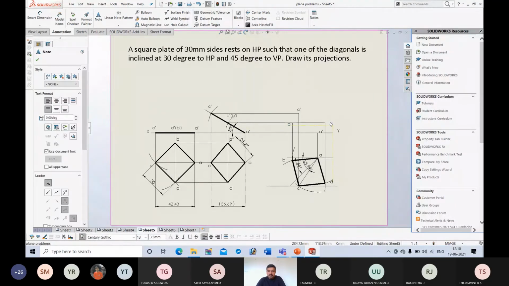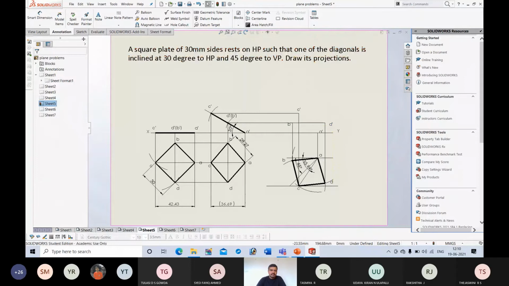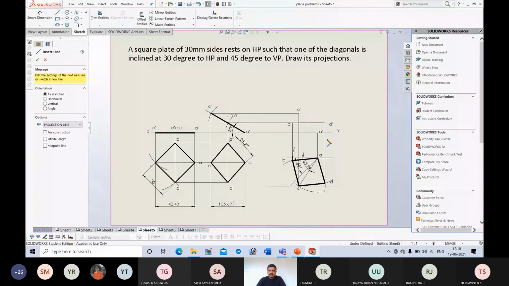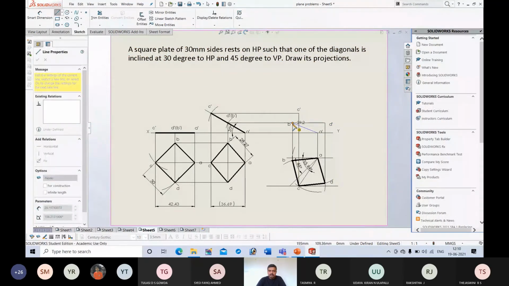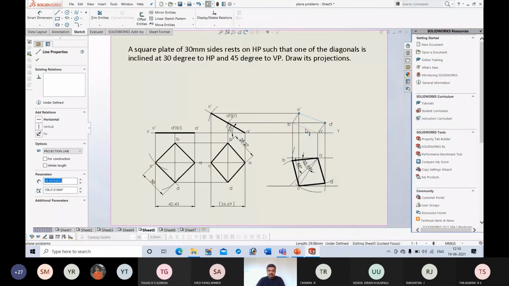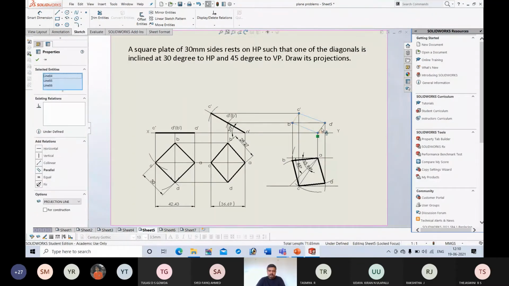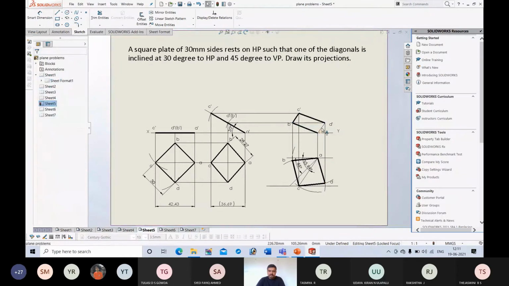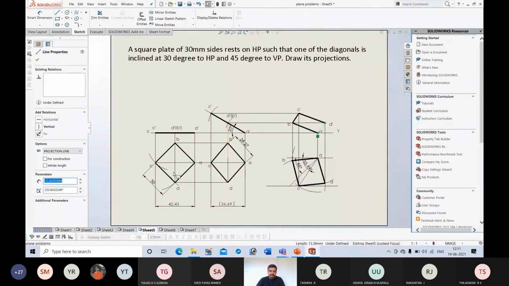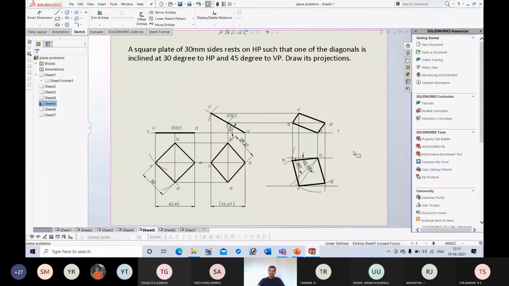After locating the points, connect them using scale. Draw straight lines. So A to B, B to C, C to D, then D to A. Then select these lines, increase the thickness. This is the final.